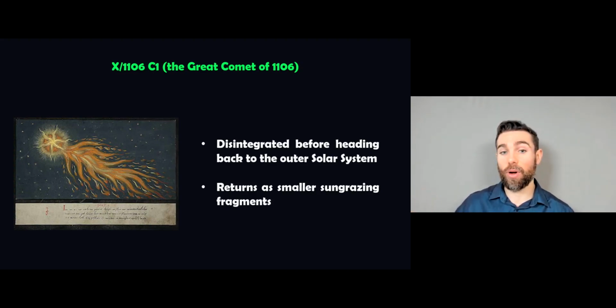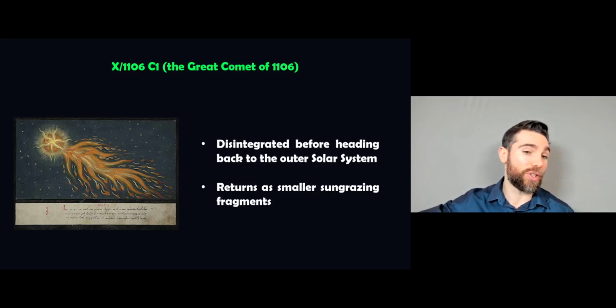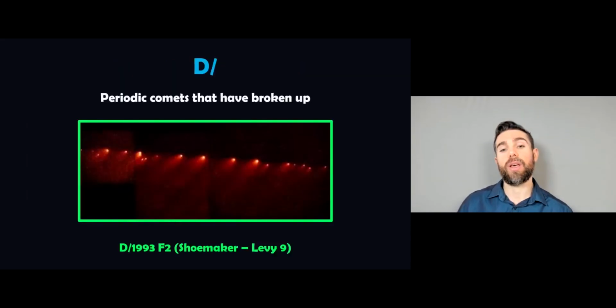So these smaller fragments that it broke up into are kind of a group of comets that graze the sun as they come into the inner part of the solar system, and are known as sun grazers. Now the D refers to periodic comets that are broken up. So these are comets that have been broken up.